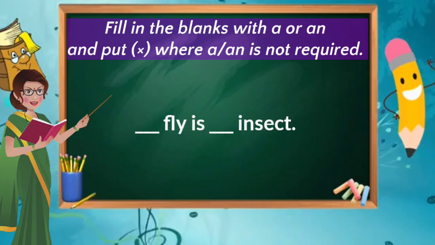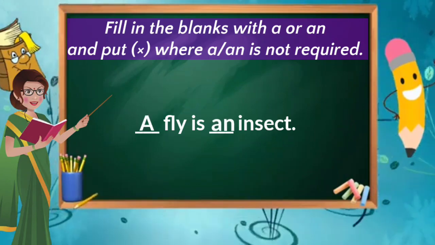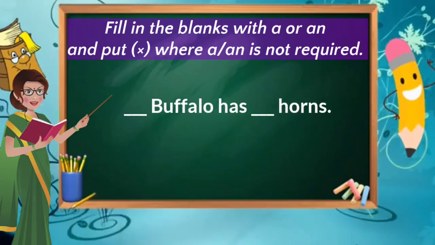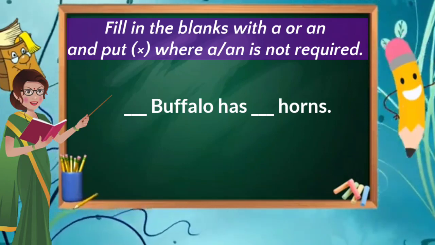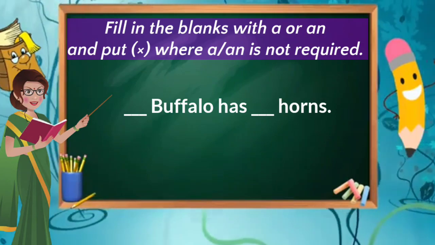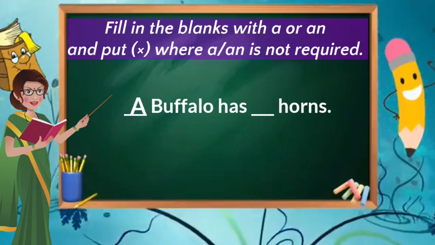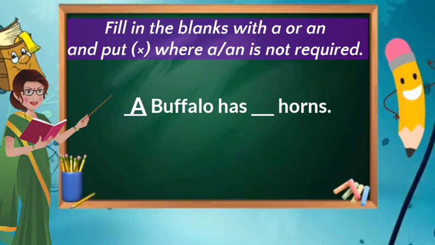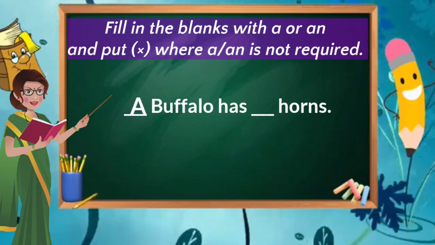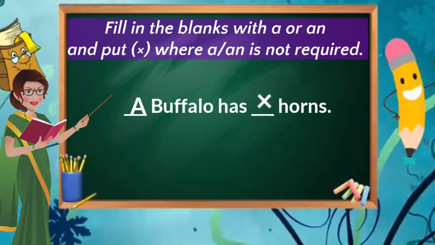Next question. Dash fly is dash insect. Fly and insect both are singular and countable nouns. So a fly is an insect. The next one. Dash buffalo has dash horns. Here we can use a or an before buffalo because buffalo is a countable and singular noun. So a buffalo has dash horns, but here we can't use a or an because horns is a plural noun. So you just put the cross mark here. Okay, a buffalo has horns only.